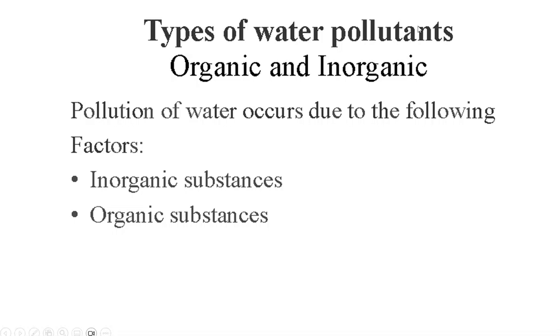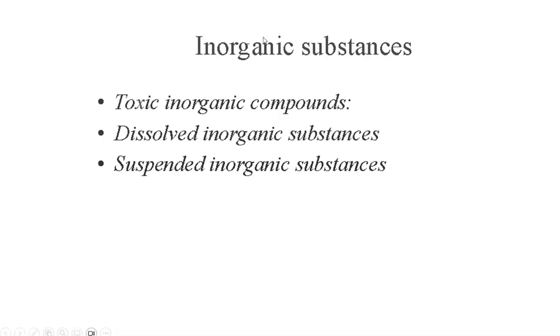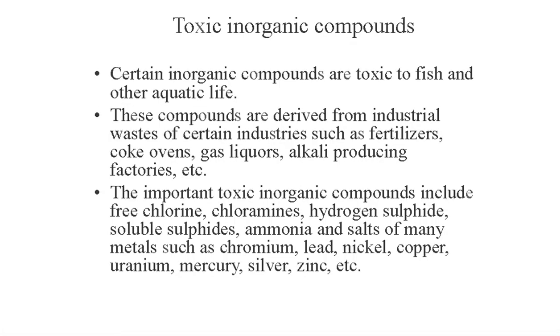We have here types of water pollutants. There are two major water pollutants, which are organic and inorganic. Pollution of water occurs due to the following factors. As I told you, one is inorganic and the other is organic. In inorganic substances, we have the presence of toxic inorganic compounds, dissolved inorganic substances, and all suspended inorganic substances.